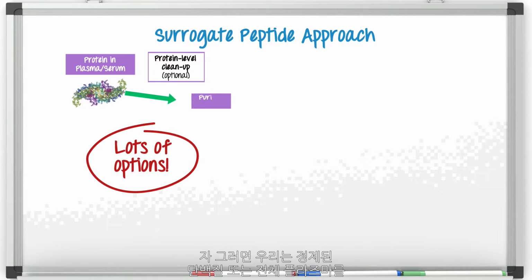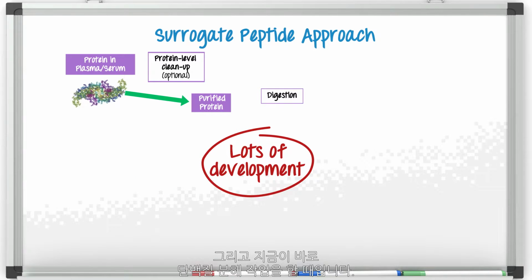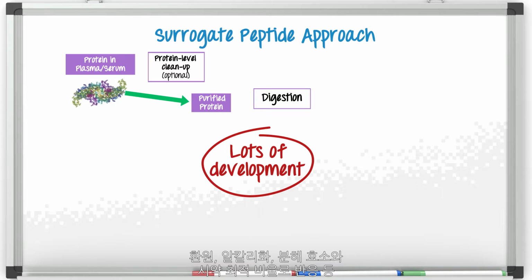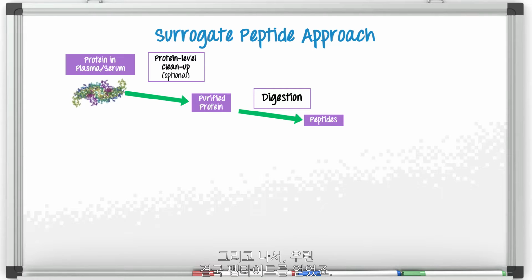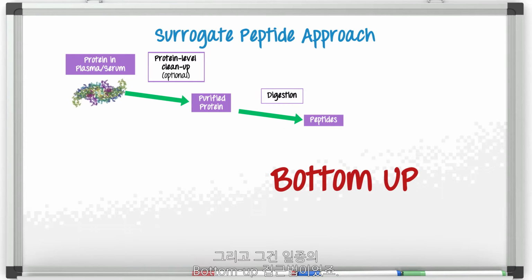So then we've got our purified protein or our whole plasma sample, and this is when we do the digestion. While it looks pretty simple on the workflow here, there's a lot that goes into that: denaturation, reduction, alkylation, the digestion reagent ratios. After that, we end up with our peptides. Here's where we get those representative peptides, those surrogates, and that's that bottom-up approach.